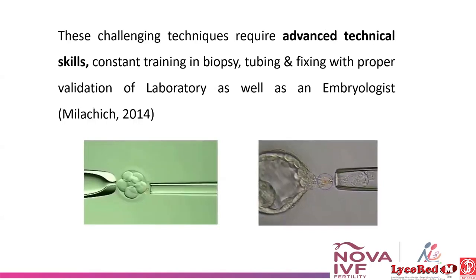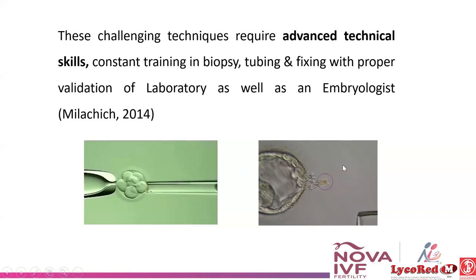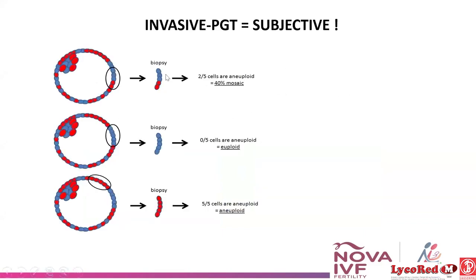These challenging techniques require advanced technical skills and constant training in biopsy, tubing and fixing. When we are going to do the biopsy, we should be perfect and we should practice it. We have to practice on leftover embryos and become expert. Then and only then can we do the biopsy. Otherwise, there is a chance that you will lose those embryos, because when you are pulling the trophectoderm, there is a chance you will pull the whole embryo and it will degenerate. You will end up without embryos. So what is the problem with invasive PGT?